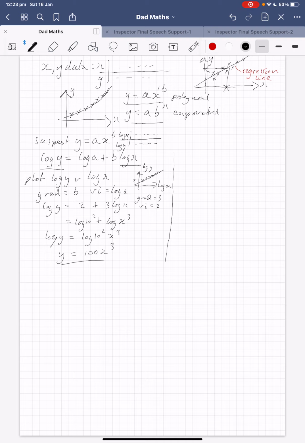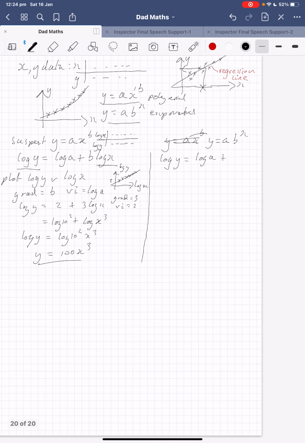Another possibility is that we investigate whether maybe the relationship is y equals a x to the b. So what should we plot here? If we take logs of both sides, we get log of y equals log of a x to the b, and using log rules, log of a plus log of x to the b. Bringing the power down, I'm doing the same thing, aren't I? Yes, that was wrong, apologies. It should be y equals a b to the x.